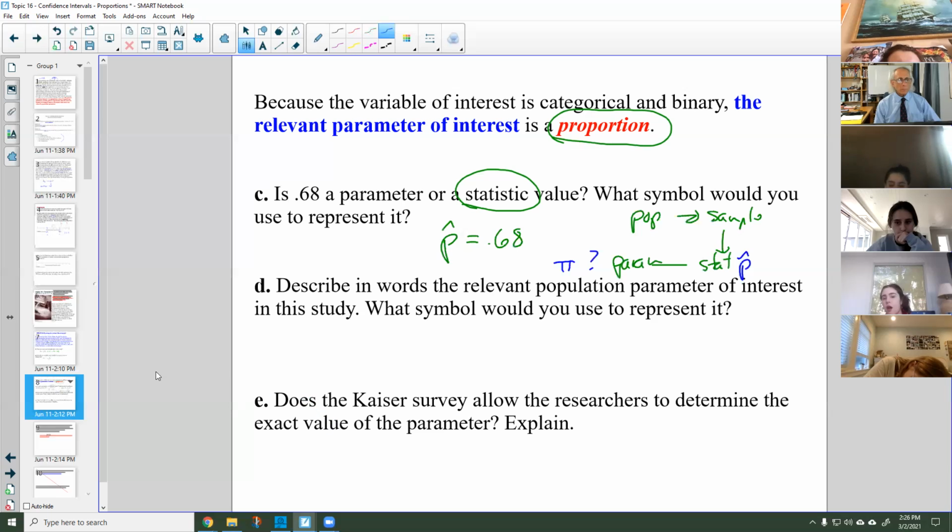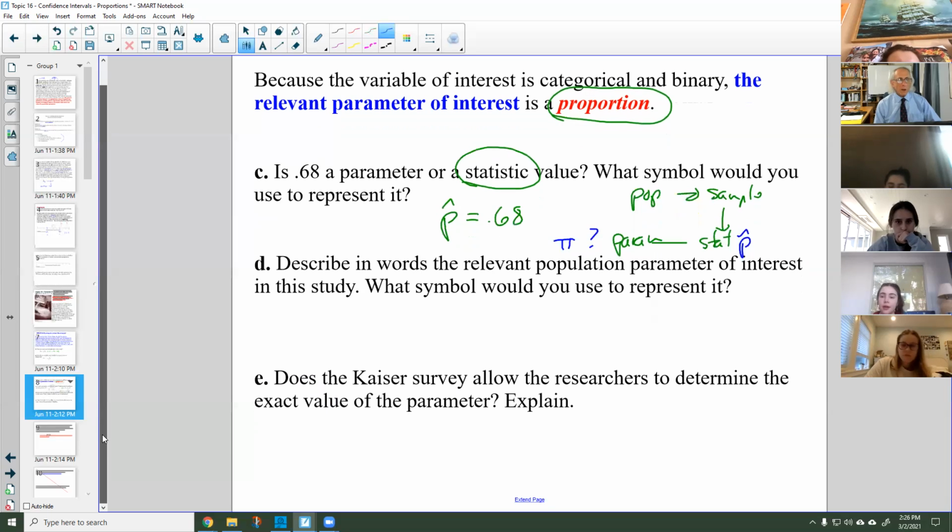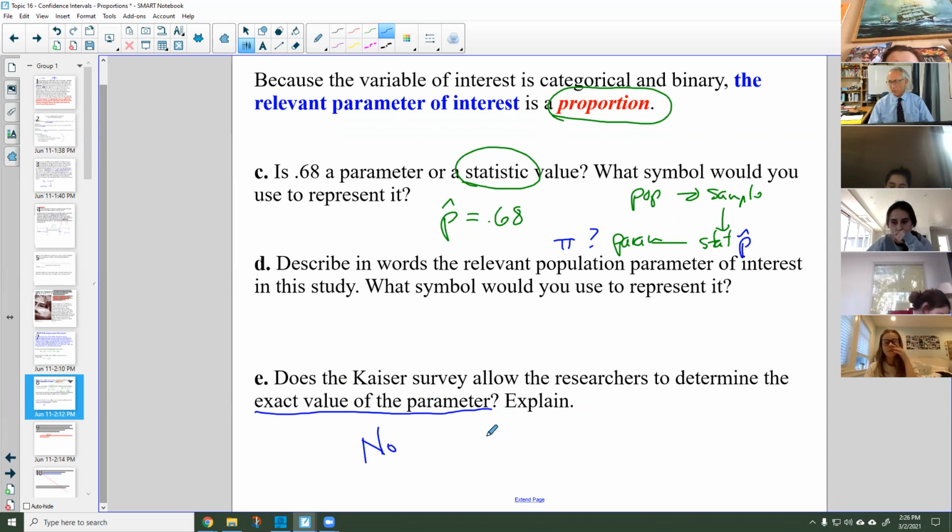Does this study allow us to determine the exact value of the parameter? And I'm just going to tell you right now, no, it doesn't, right? We're going to infer the value of the parameter, but the only way to really find the exact value of a parameter would be to ask everybody. And that's just impossible. Are we okay with that answer? Yes, okay.